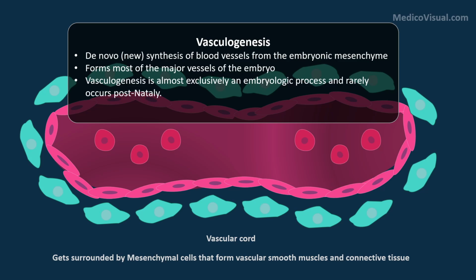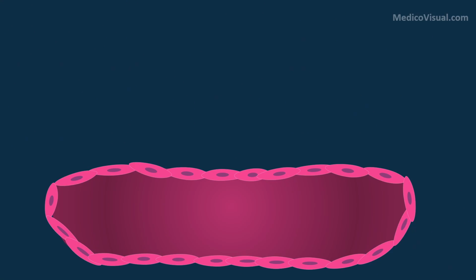Vasculogenesis is an embryological process, and it occurs in prenatal life, and it rarely occurs postnatally. After the baby is born, angiogenesis can occur, but vasculogenesis is almost an exclusive embryologic process. So this was the process of vasculogenesis. Now there is another way to form blood vessels.